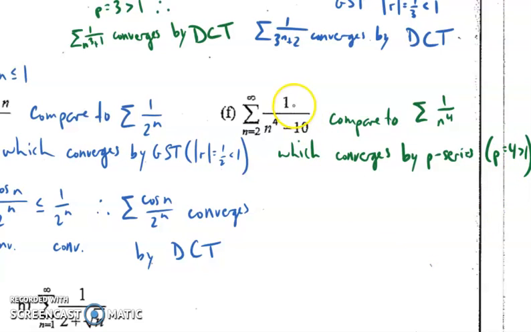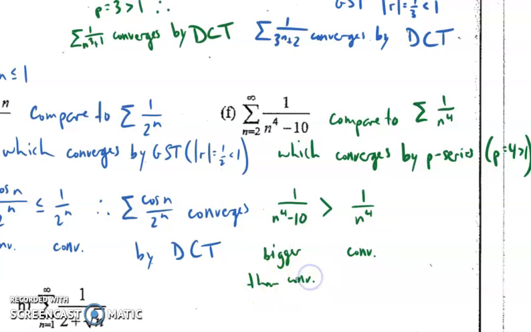Okay, so now we're going to compare the individual terms. Notice that 1 over n to the 4th minus 10 has a smaller denominator than 1 over n to the 4th. If it has a smaller denominator, then it is a bigger fraction. So we are talking about the thing that we know about converges, and the thing that we are asking about is bigger than the converging one. Well, that's not good. You can't really do that. The direct comparison test doesn't say that if the smaller one converges, then the larger one converges, right?